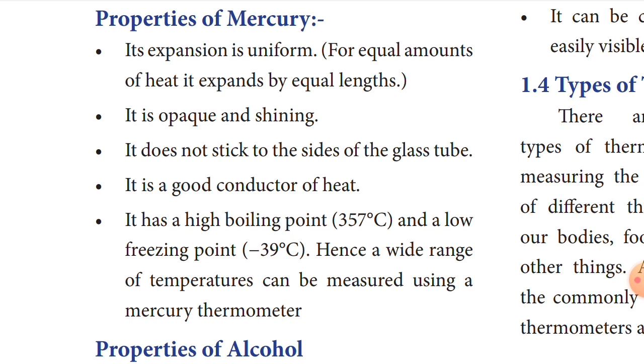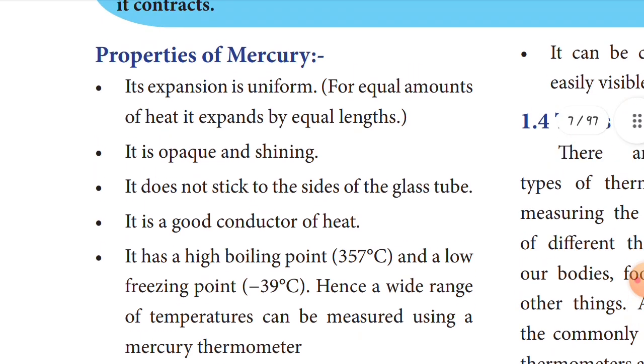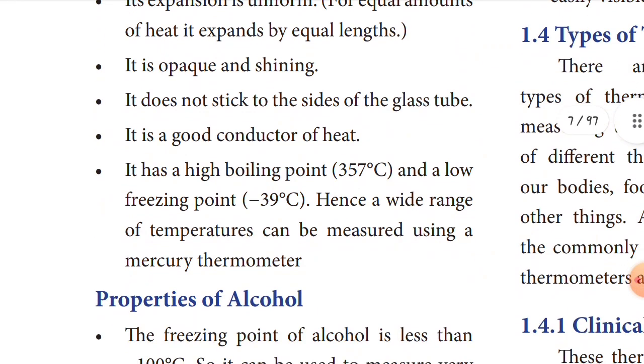And the second point, it is opaque and shining. It should be very glittering, children, and it does not stick to the sides of the glass tube. That's a very important advantage, children. And it is a good conductor of heat. And it has a high boiling point, children, very high boiling point, 357 degree Celsius.